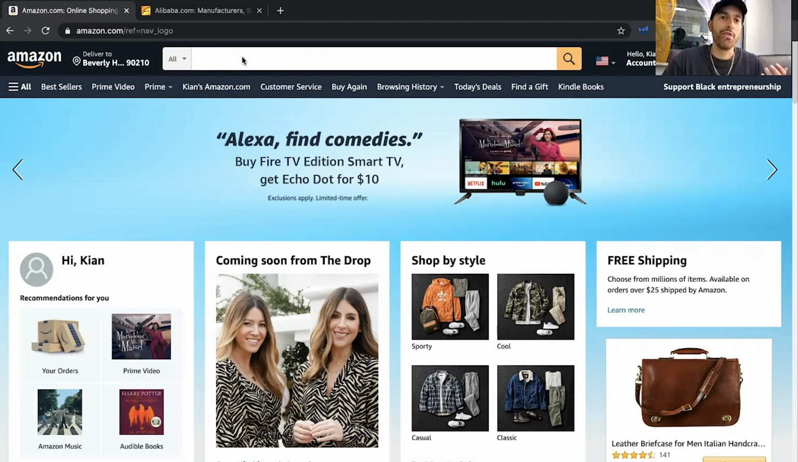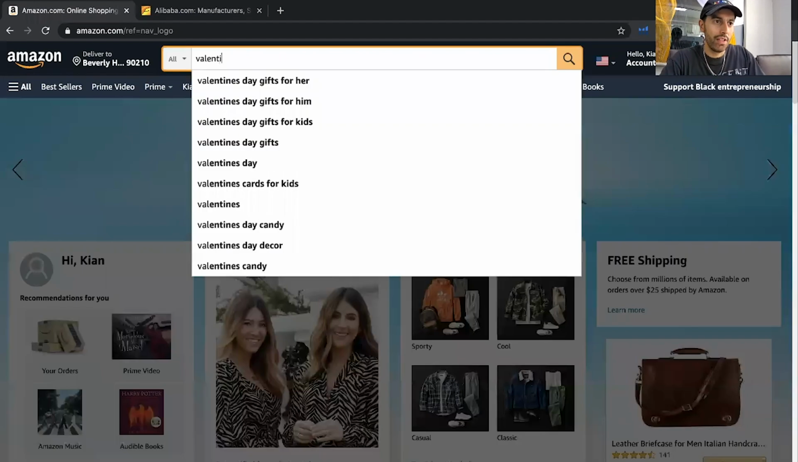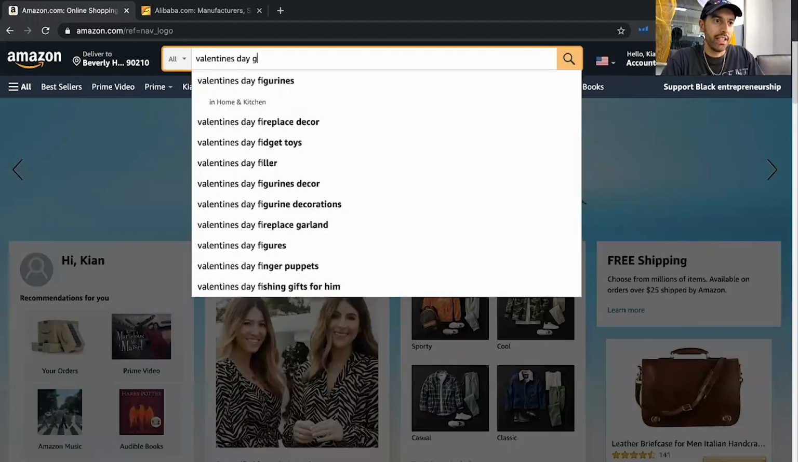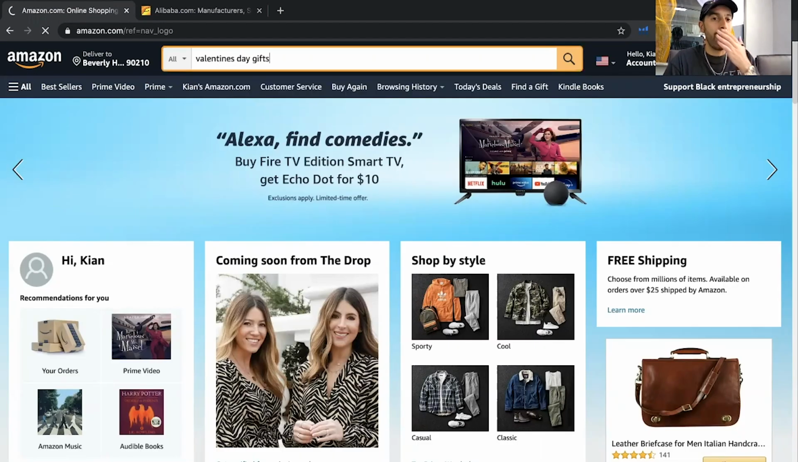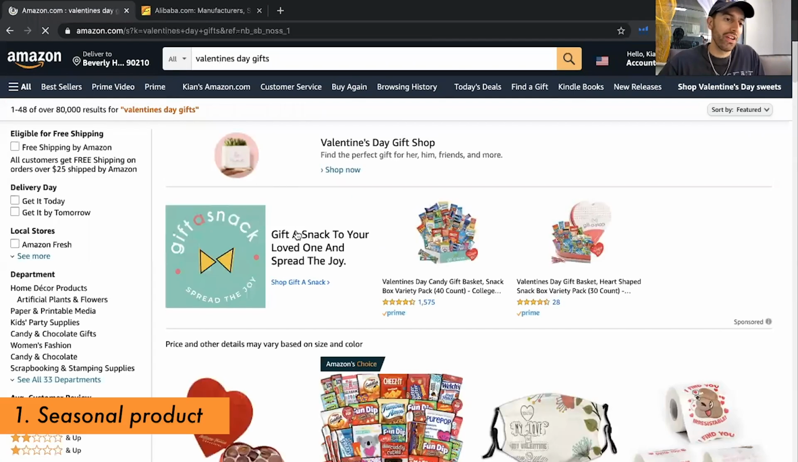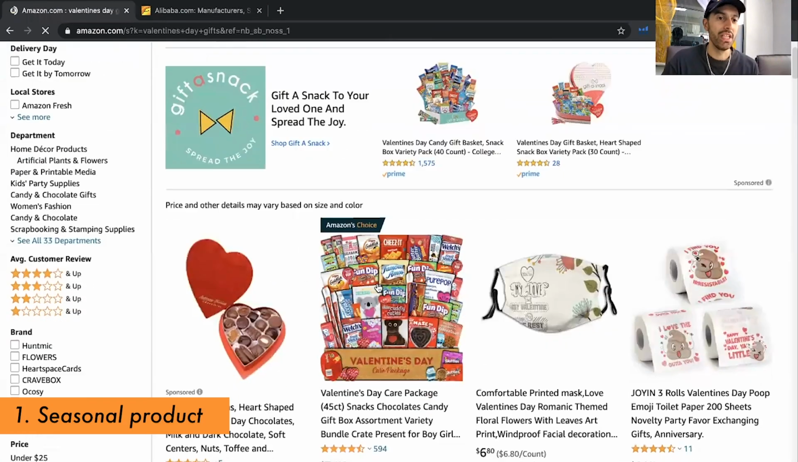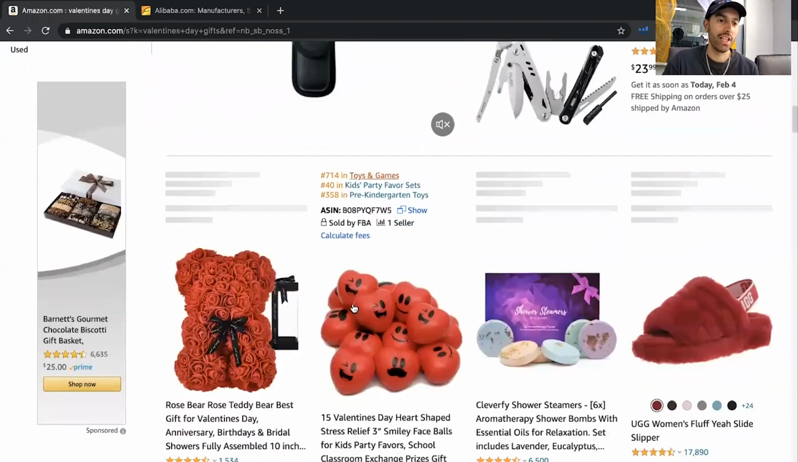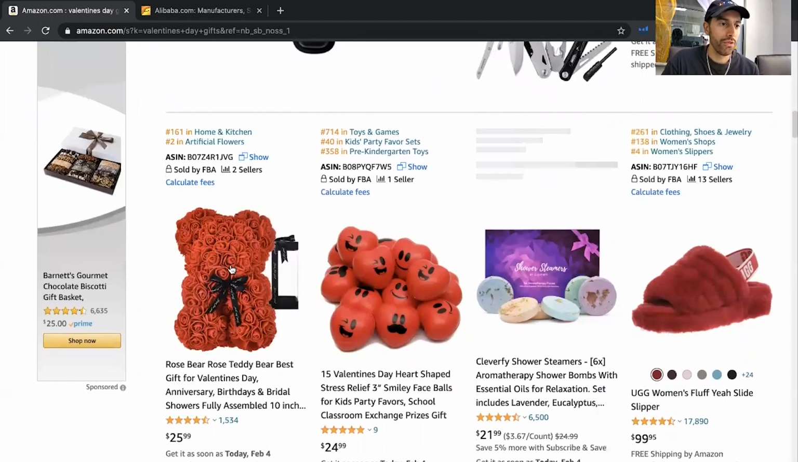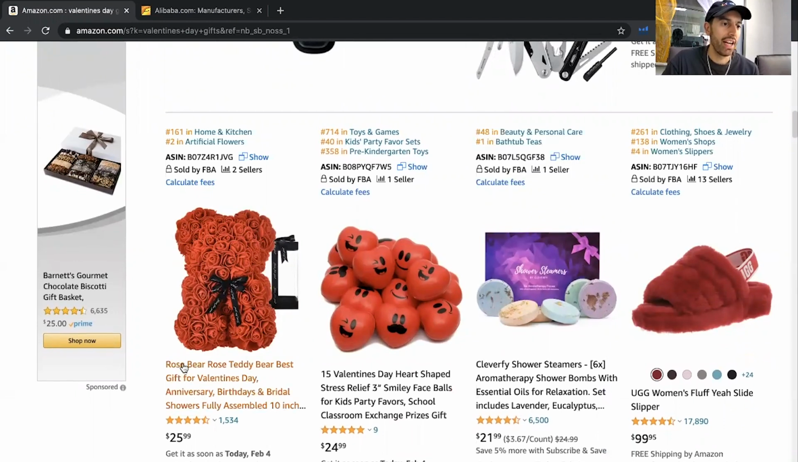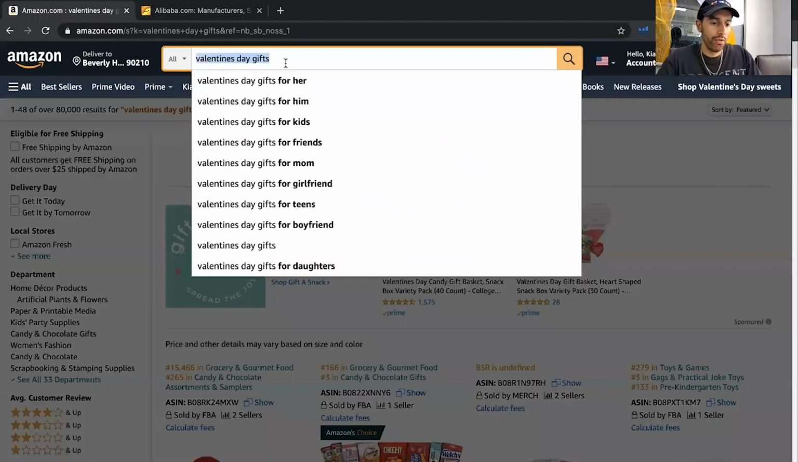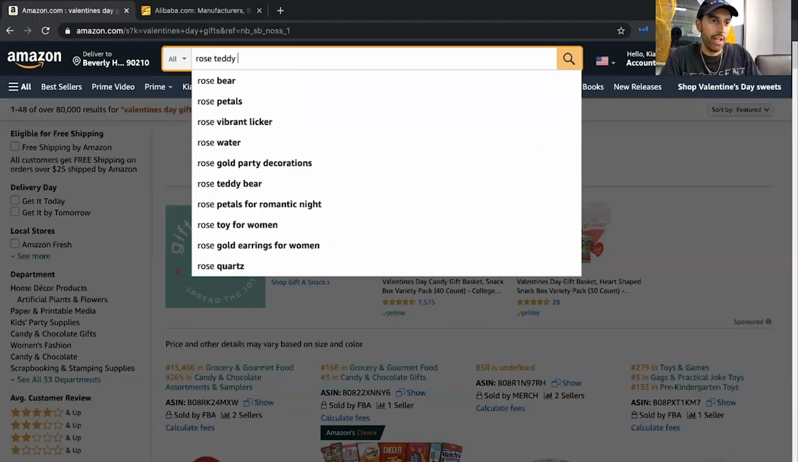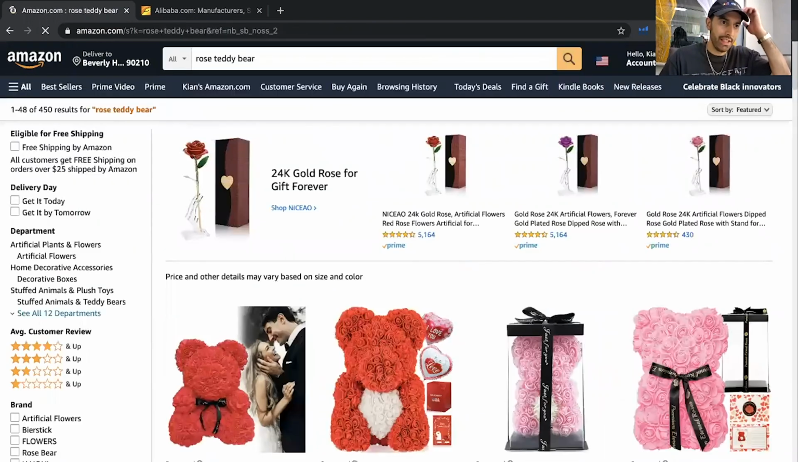Seasonal, and right now we're in February, so Valentine's Day is coming up. So let's go Valentine's Day gifts, right? And I'm not recommending you do any of these products. I just want to show what the process would be for searching and finding the top suppliers on Alibaba using Helium 10. So as I scroll through, this is a product which just caught my eye, Rose Teddy Bear, right? So let's check out Rose Teddy Bear on Amazon and see what the deal is.